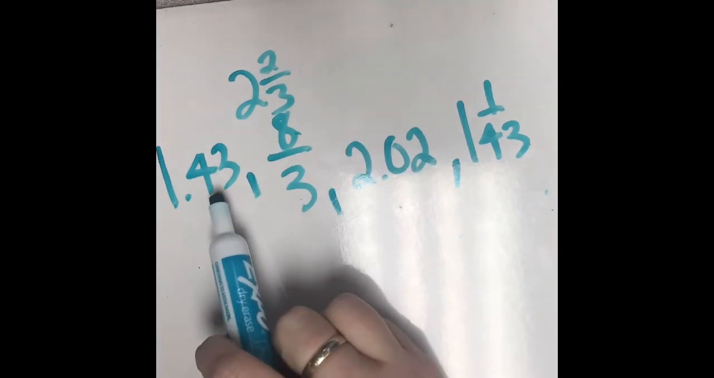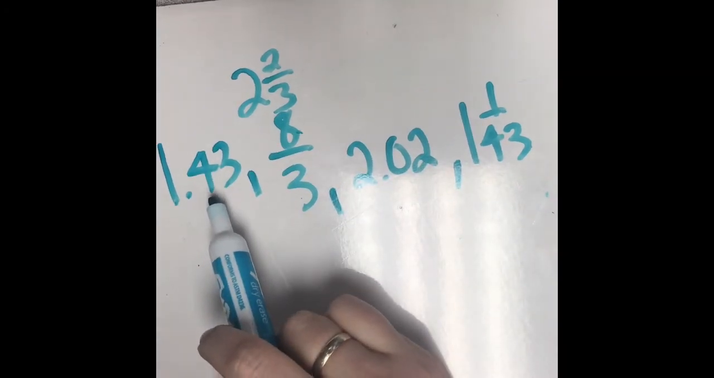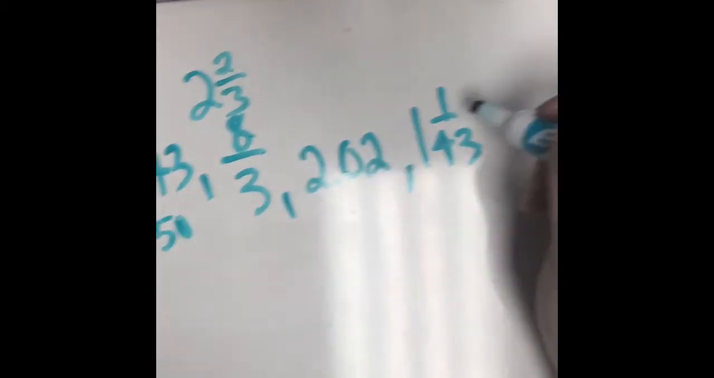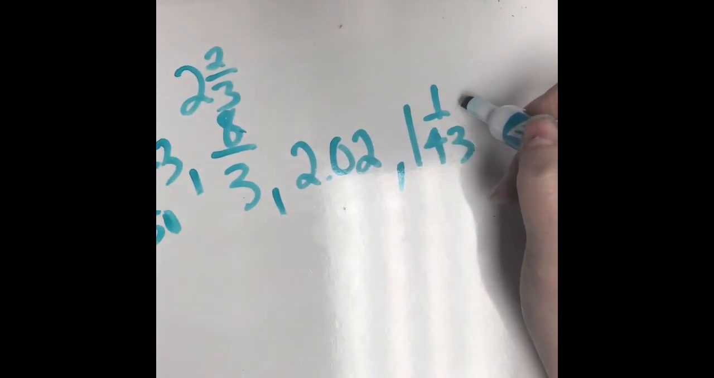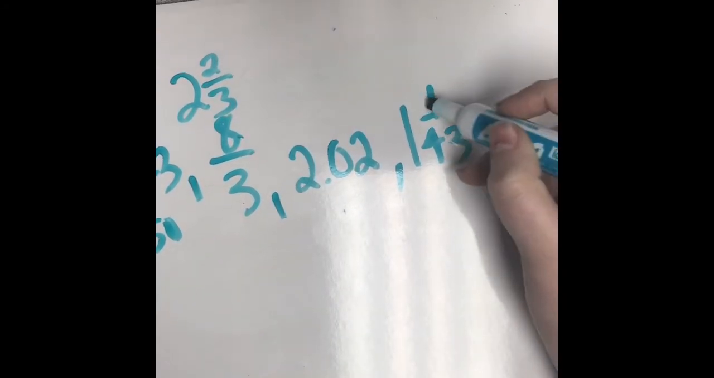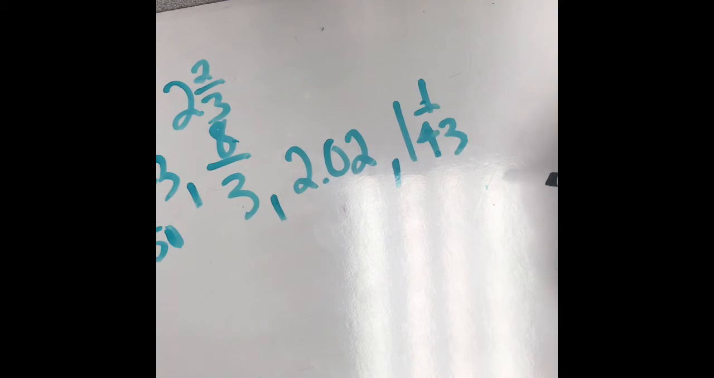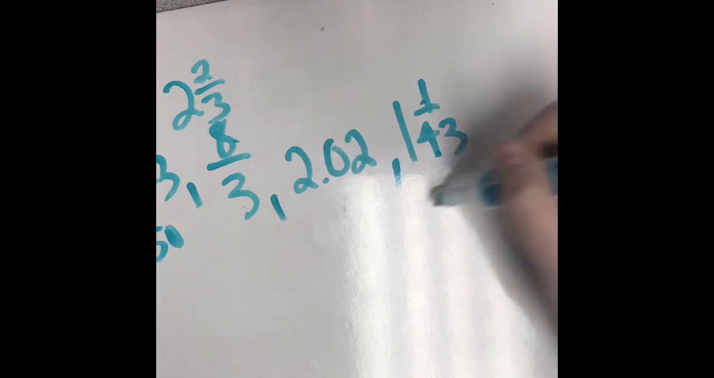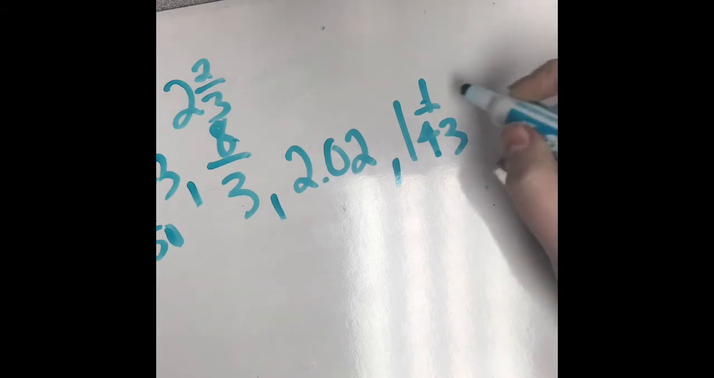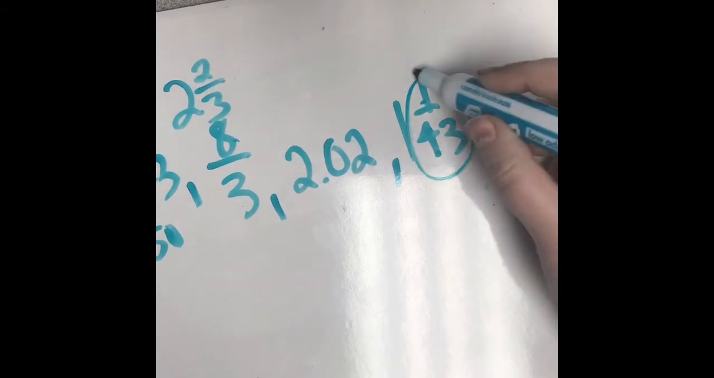Well, if I look at this one, I think that's close to half, because half is 50/100. Do you think 1/43 is close to half? I'm thinking no, because you have one piece and it's the size of a 43rd. The bigger the denominator, the more people you have to share with. I think this is really a tiny, tiny piece.